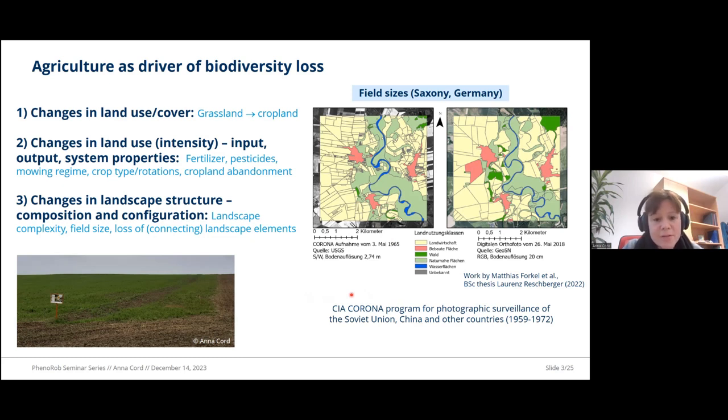So Saxony is covered by this interesting data set, which ranges back to the 1960s. So it's super interesting for us to look into changes in the landscape structure. You see really big changes in the field sizes between 1965 and 2018. But I'm going to come back to this data set later.